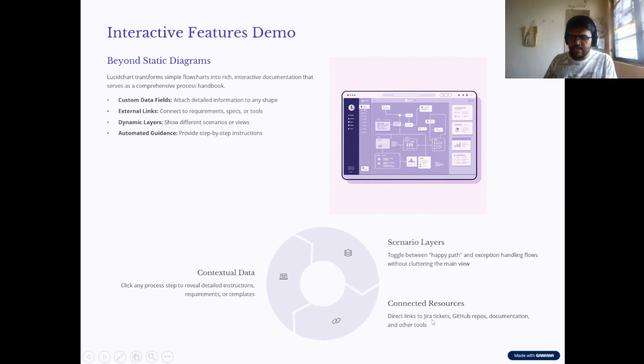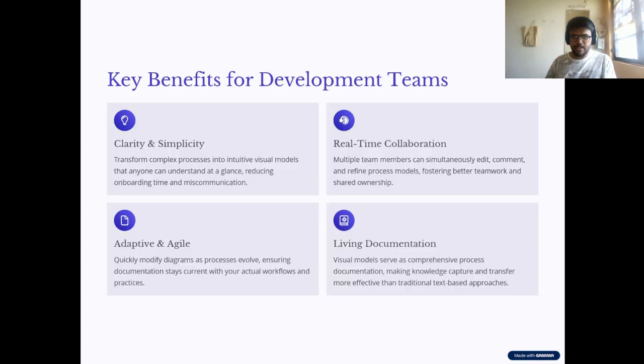Connected resources: direct links to Jira tickets. Obviously, Jira is a good project management tool. So yeah, GitHub repos, documentation and other tools. Contextual data: click any process to reveal details, instructions, requirements, or templates. We'll not be dealing with details on this. We'll be going on an upper scale.